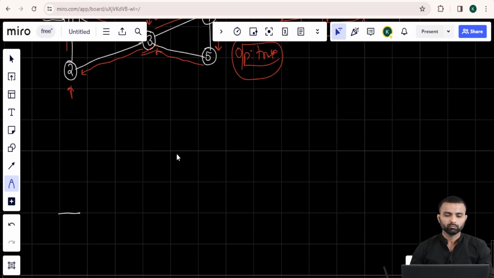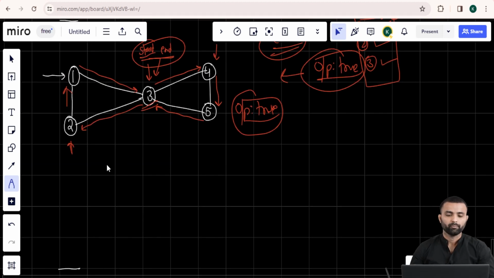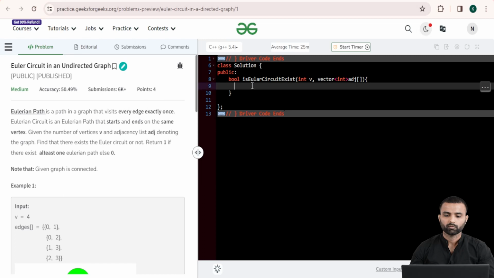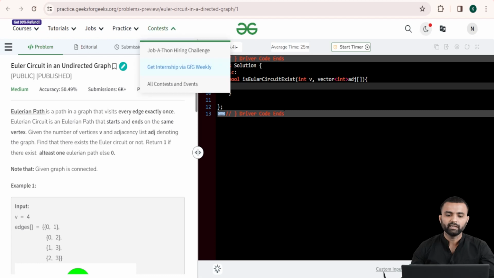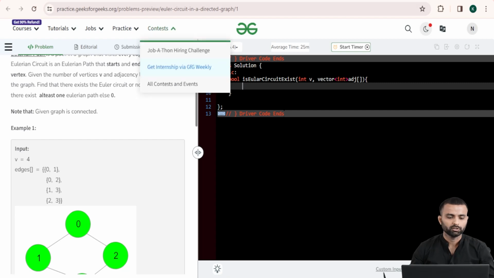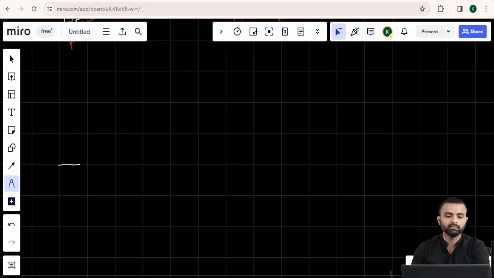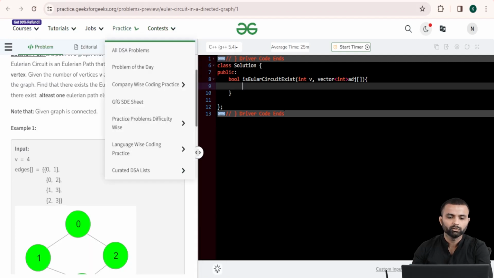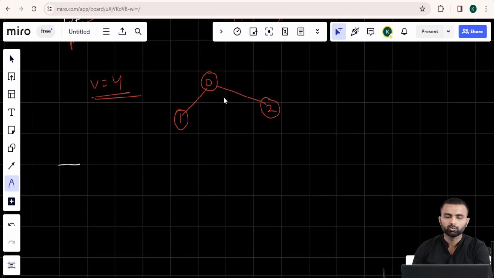Now let's code this. How can we check the degree? Let's take this example first. Here the number of vertices v is 4. The first edge is 0 to 1, the second is 0 to 2, then 1 to 3 and 2 to 3. It's undirected, so we can make it like that.